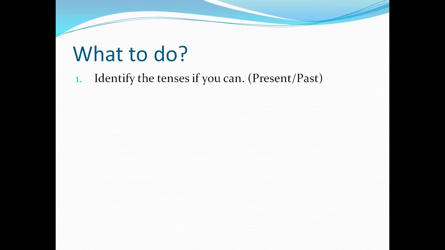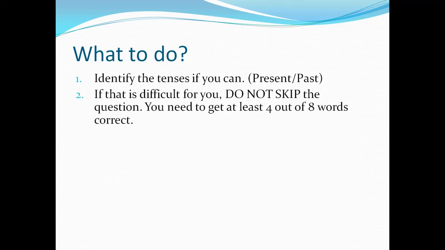sometimes the sentence will be a bit confusing because they go back and forth from present time to maybe the past, so this is quite tricky to do and quite risky, in my opinion. Next, if that is difficult for you, do not skip the question. You need to get at least 4 out of 8 words correct. So I always tell my students to aim higher and do not skip the question, because most of them will skip this type of question because they think this is very difficult to do.